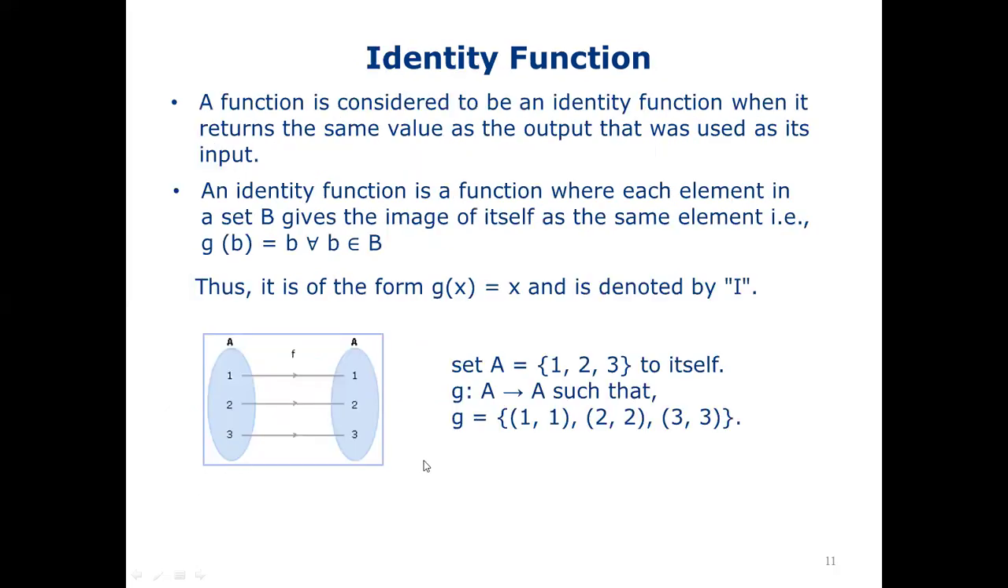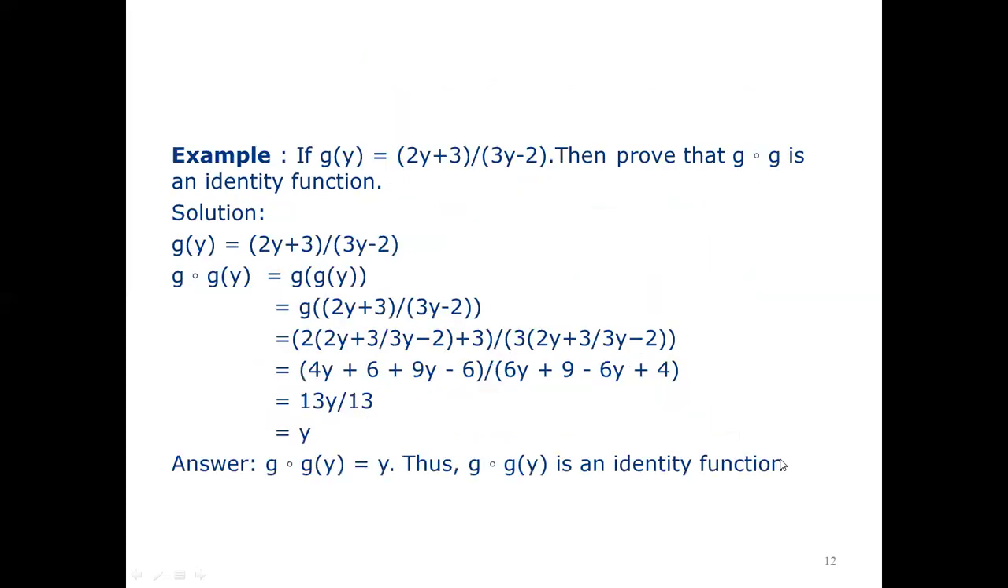Now identity function is a function considered to be an identity function where it returns the same value as the output that is used as an input. So here by the diagram you can say this value 1 is pointing to 1, 2 is pointing to 2. That means the input as well as the output is same. So when I want to write a function, here the output will be 1 to 1, 2 to 2, 3 to 3. So it is onto itself. So it is represented by identity function I.